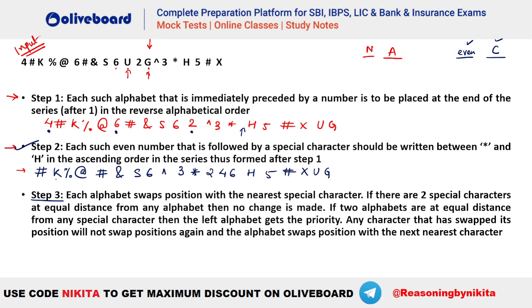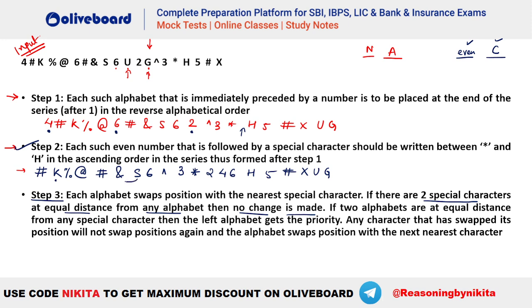So here let's talk about K, right? You can see that K is nearer to 2 special characters. So if there are 2 special characters at equal distance from any alphabet, then no change is made. That means K remains at its own position. It will not change its place.